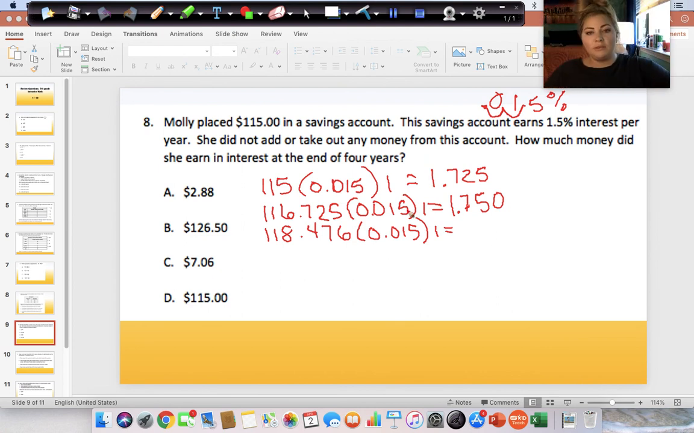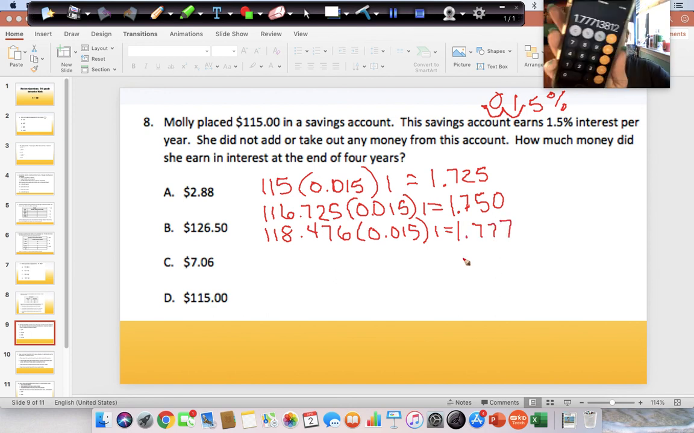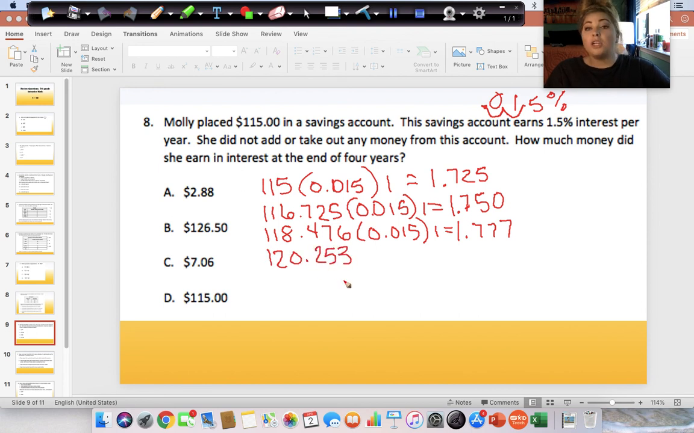Again, I would round this. Since we're all going out to the thousands place, let's just keep that going. Okay, and then again, add this number to the number that she made that year, the 118.476. And you should get this number, 120.253, or 120 and 253 thousandths. Okay, and again, you're going to multiply that by 0.015 times 1.